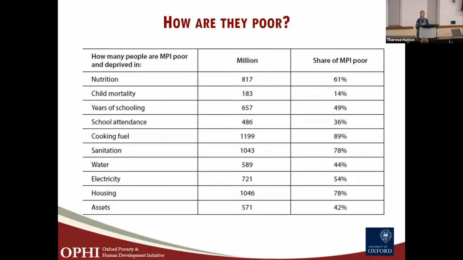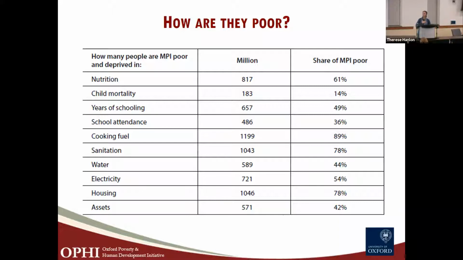Nearly half a billion people, over one third of people, live in a household where there's a child who should be going to school and who's not. And so we've made tremendous progress with the MDGs and then the SDGs, but still among the multidimensionally poor, there are high levels of deprivations in each of the 10 indicators.